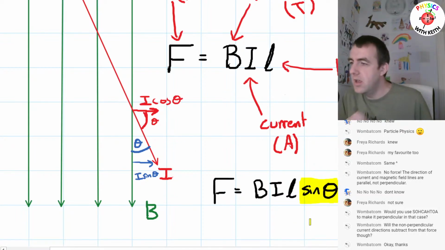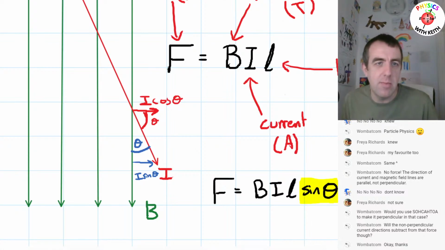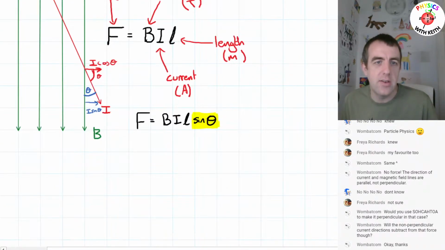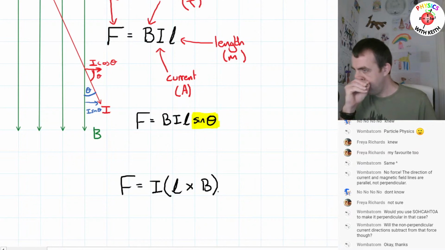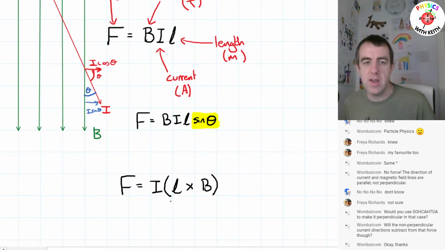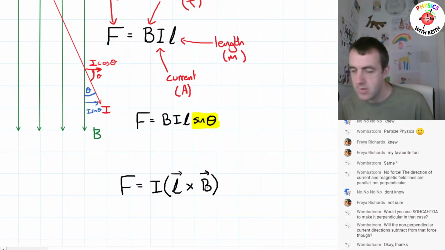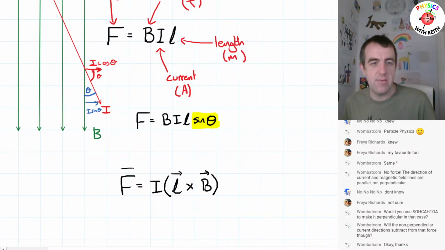If you want it a little bit more formally, because I can't help myself, I would prefer to say F equals I and then L cross B, where that's the cross product of L and B. I is a scalar, L is the displacement of the positive charge that's flowing, and B is the magnetic flux density, and F is now a force vector.